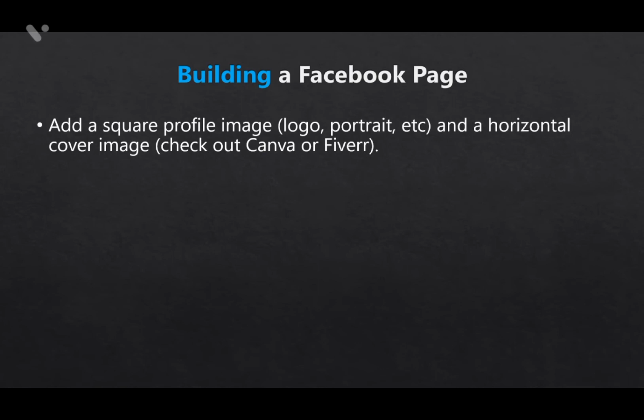Once that's done, you'll want to add a horizontal cover image. If you don't have a horizontal image to use for your cover, you can either create one yourself via a tool like Canva, or you can pay someone on Fiverr to make it for you.